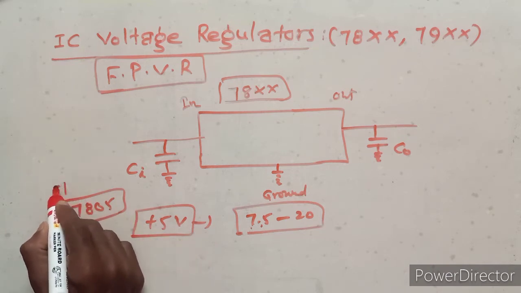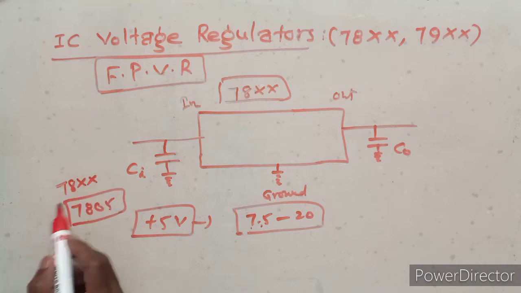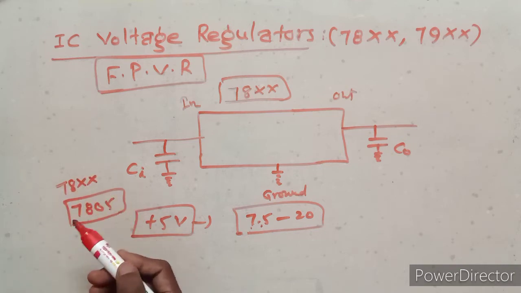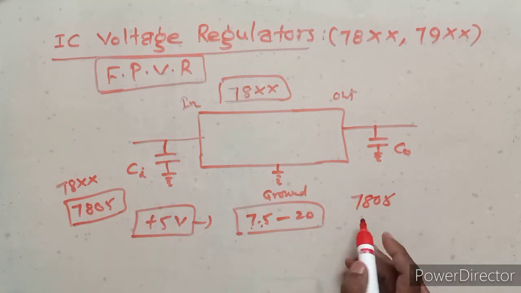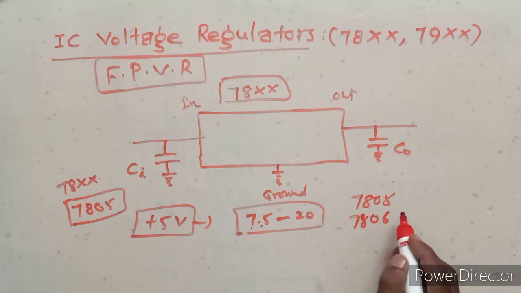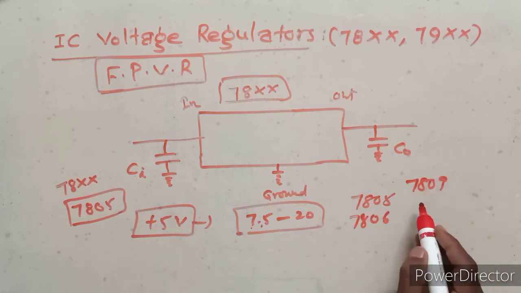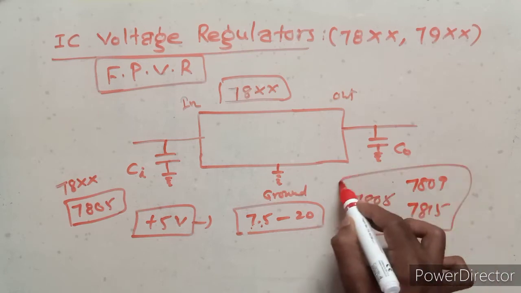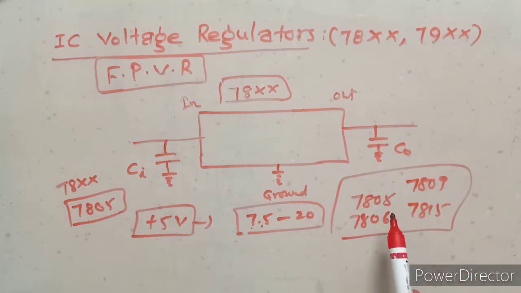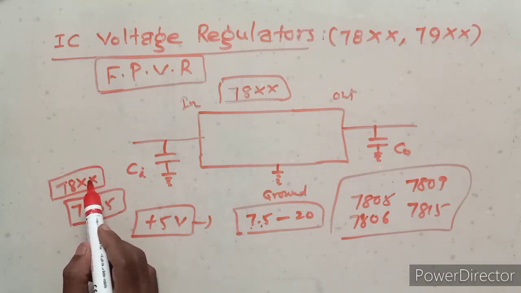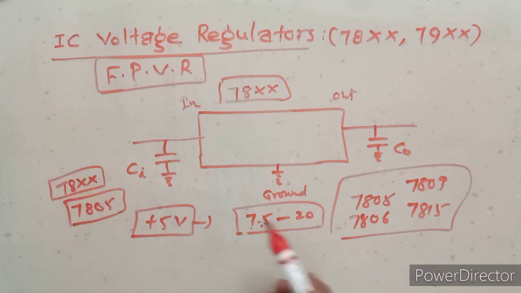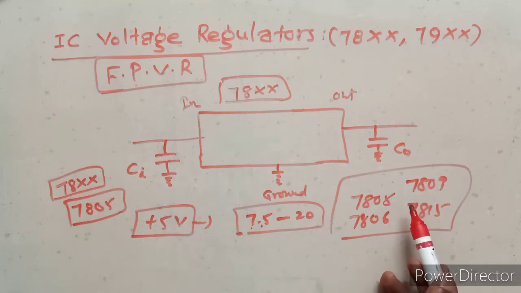So this is the 78 series. The best examples in the 78 series are the 7805, 7806, 7809 and 7815. These are all fixed positive voltage regulators.